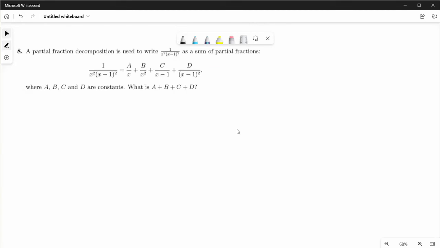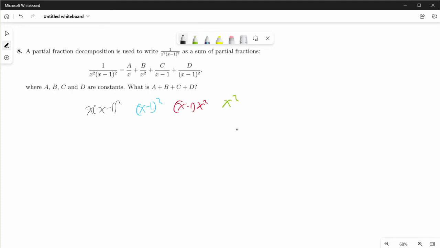For number 8, we have a partial fraction expansion or decomposition, as it says here. Let's just get right into it. So for A, we need to multiply top and bottom by (x minus 1) squared to get to the original denominator. For B, we just have to do (x minus 1) squared. And for C, we'll have (x minus 1) times x squared. And finally, for D, we'll have to multiply by just x squared.